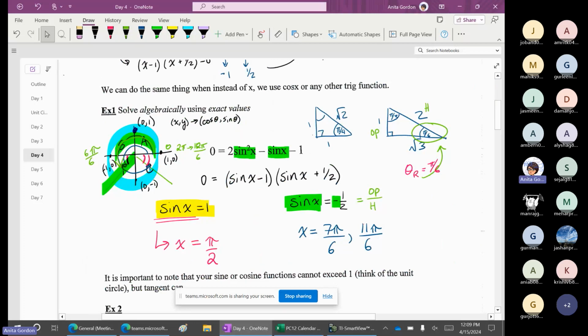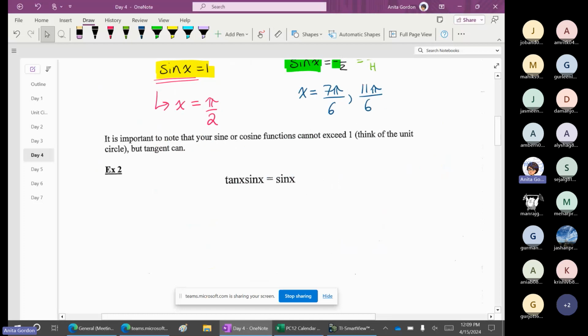Okay, can we give a nod or a shake of the head if we understand the concept? Okay, so all the questions from today's homework are kind of like this. The equations are going to be looking slightly different, but how we solve them, this is how we do it, okay? So let's take a look at example 2.